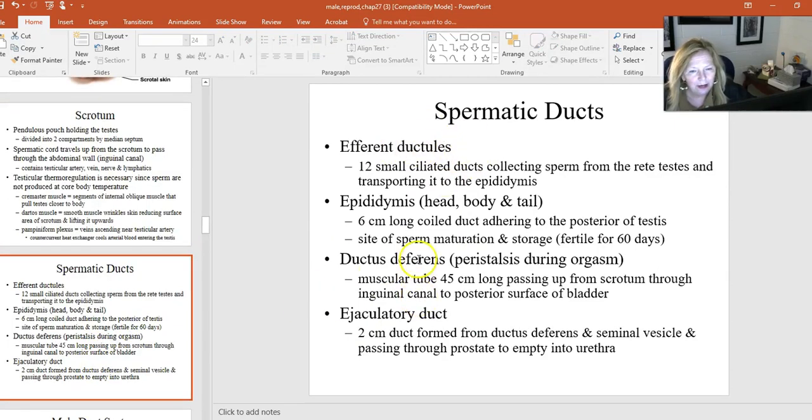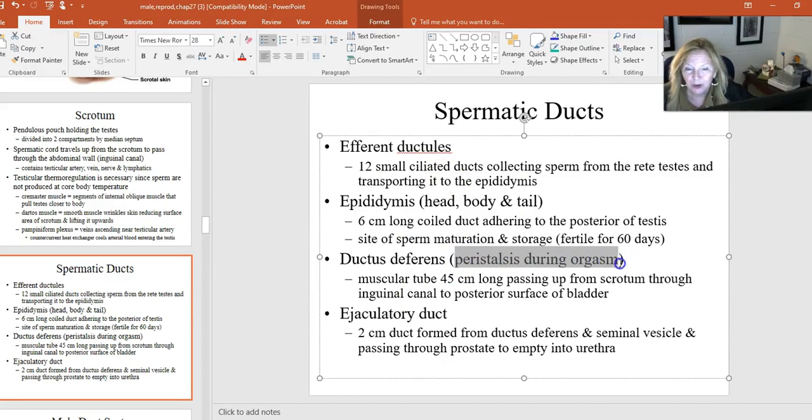So anyway, this again talks about peristaltic contractions during orgasm. So that ductus deferens, where the sperm have to travel through, there are coordinated muscular contractions propelling those sperm along. And you can see it's a significantly long tubule for it to get there.